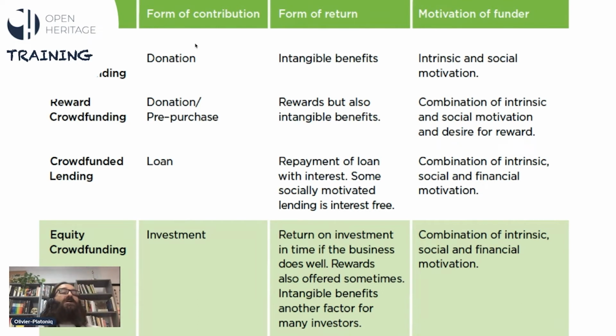Reward crowdfunding is basically about offering rewards, but also intangible benefits, in exchange for a donation or a pre-purchase, right? And probably the motivation of the backers is a combination of intrinsic and social motivation and desire for reward, right? When we talk about crowdfunded lending, we talk about loans. So this is basically the type of contract happening between the project and the contributor, right? Through a loan contract. So we're talking of a form of return which is very specific, which is a repayment of the loan with interest, right?